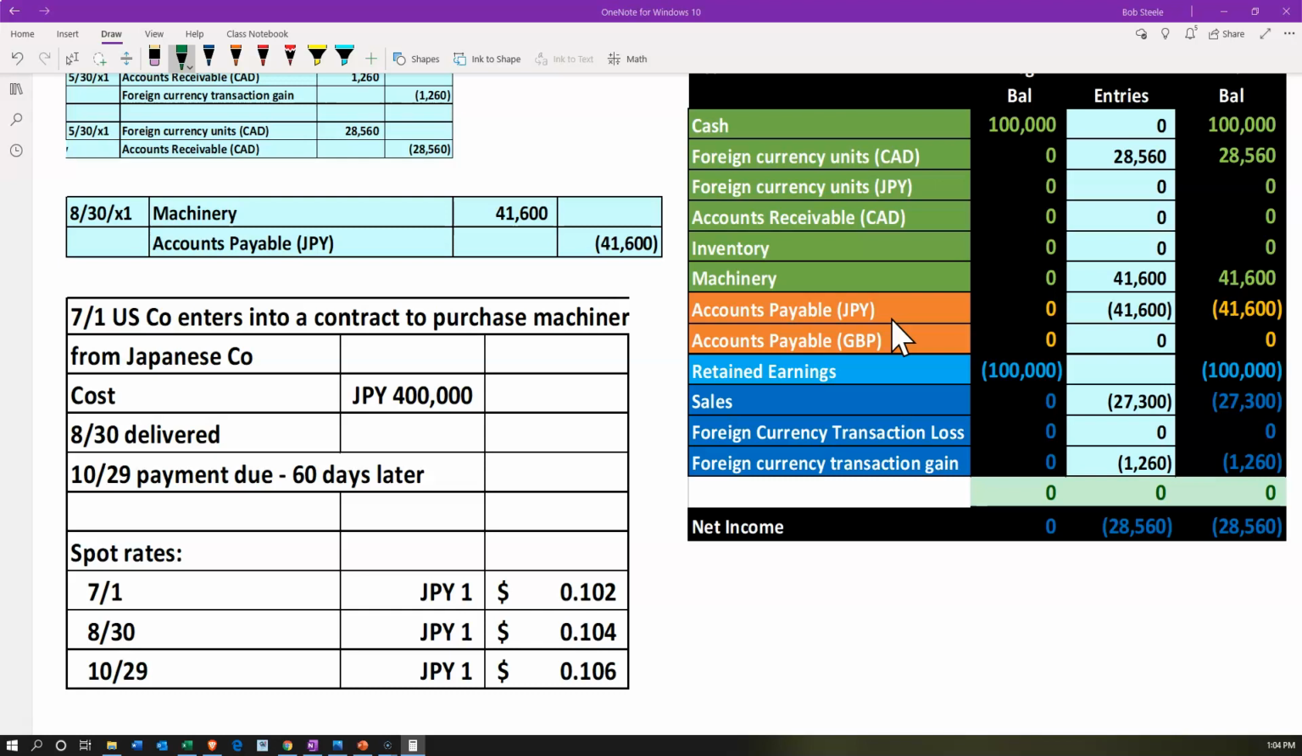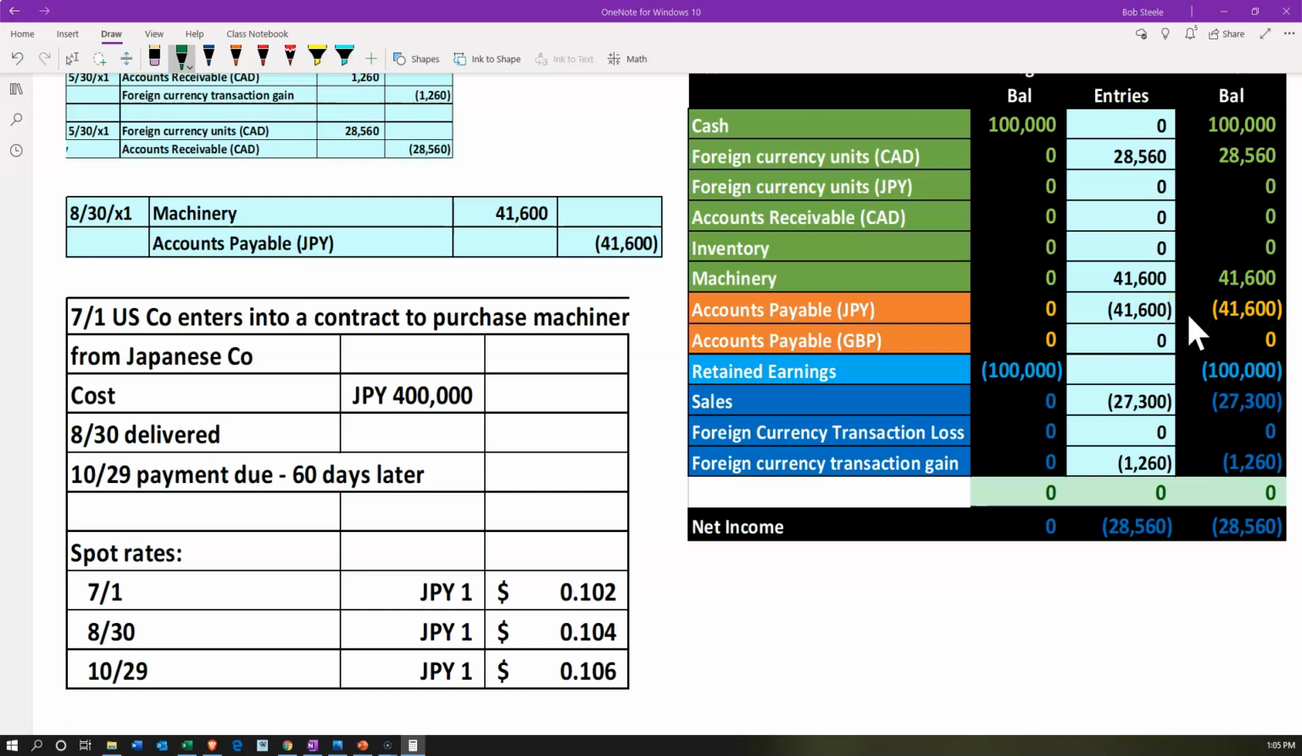Now, in the future, of course, what's going to happen is this payable rate is going to change because we have not yet paid it. When we pay it, the spot rate may be different at that point in time. What we're not going to change is the value of the machinery when the spot rate changes. What are we going to change instead? We're just going to account for any difference in the spot rate, the foreign exchange rate, as a gain or loss when we do that.